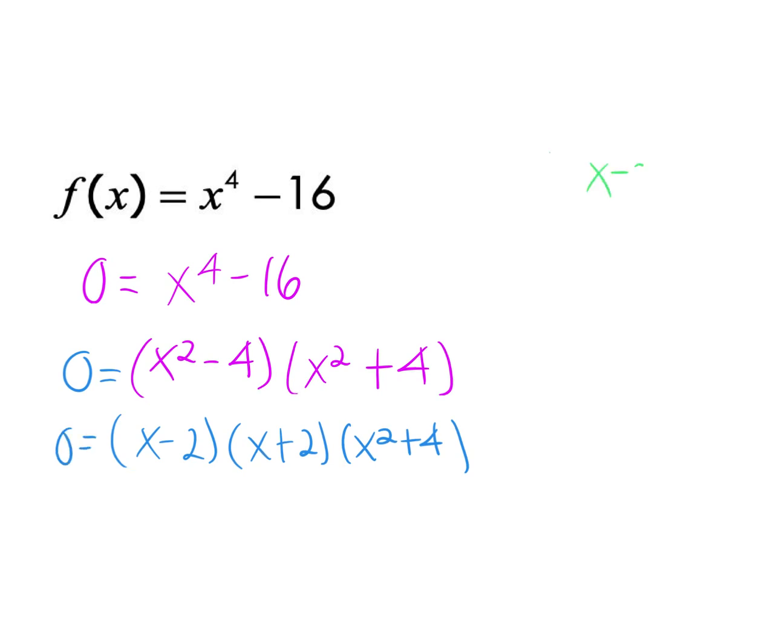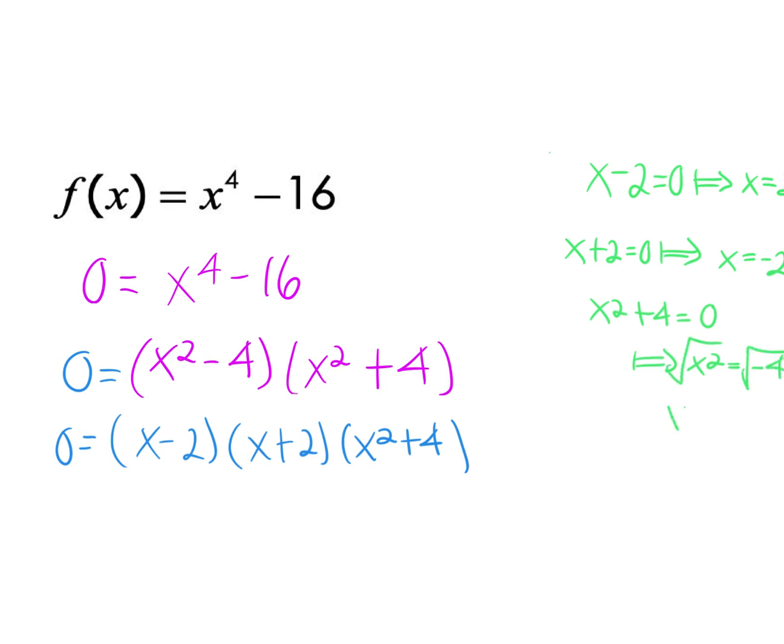We get x minus 2 equals 0. So x is 2. We have x plus 2 equals 0. So x is negative 2. And we have x squared plus 4 equals 0. So we have x squared equals negative 4. We take the square root of both sides. We get x equals plus or minus 2i. So our final answers are plus or minus 2, plus or minus 2i.